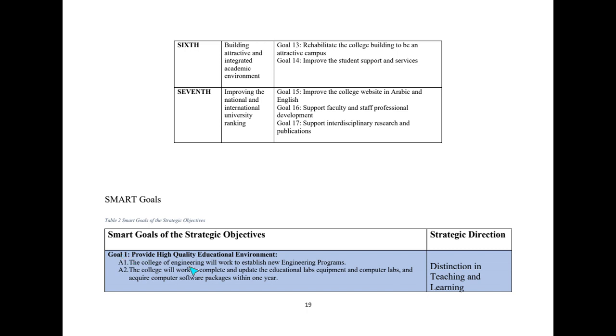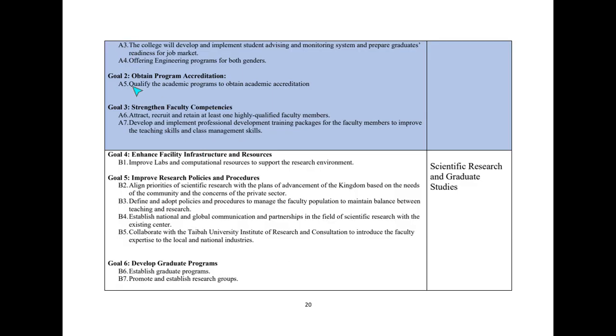We have: the College of Engineering will work to establish new engineering programs. The college will work to complete and update educational labs and equipment, all that under the distinction in education and in teaching and learning. We will continue with this domain in the next page. Obtaining the program accreditation, strengthening the faculty competences, as we saw before. And you have underneath each one of them now a smaller or more focused goal, which is the SMART goals. Qualify the academic programs to obtain the accreditation.